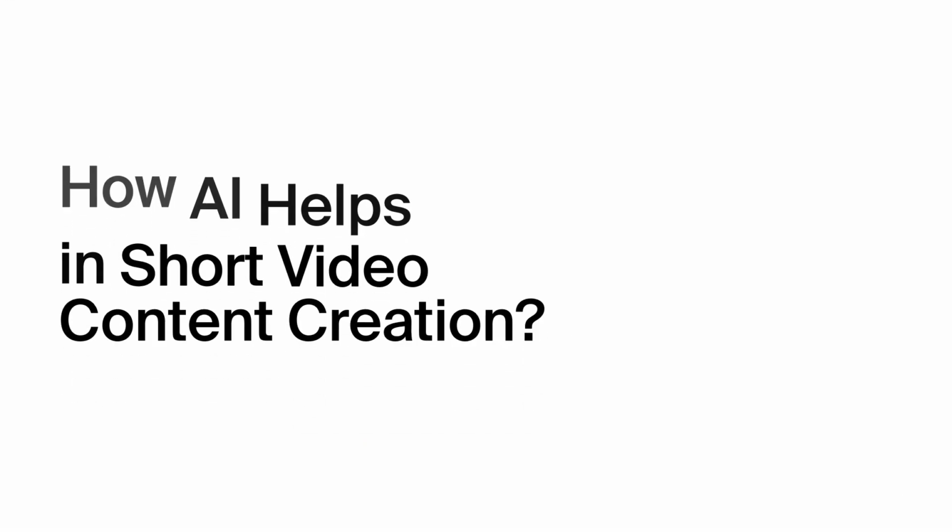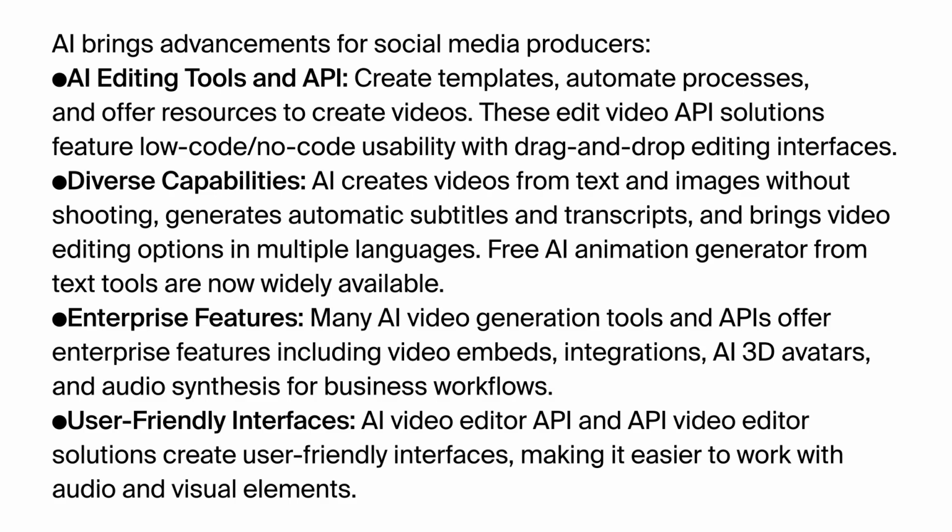How AI helps in short video content creation. AI brings advancements for social media producers. AI editing tools and API create templates, automate processes, and offer resources to create videos. These edit video API solutions feature low-code/no-code usability with drag-and-drop editing interfaces. Diverse capabilities. AI creates videos from text and images without shooting, generates automatic subtitles and transcripts, and brings video editing options in multiple languages. Free AI animation generator from text tools are now widely available.